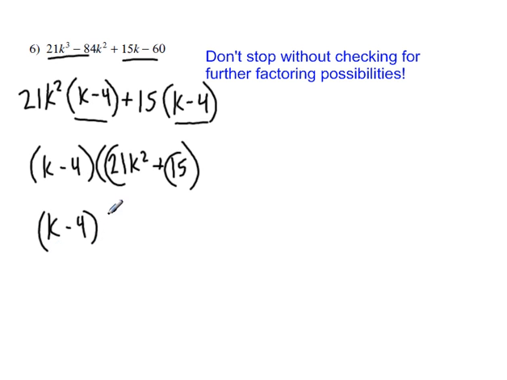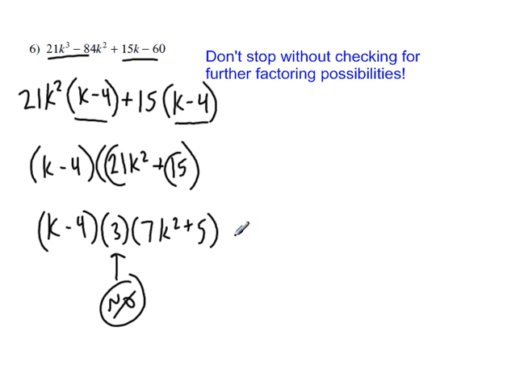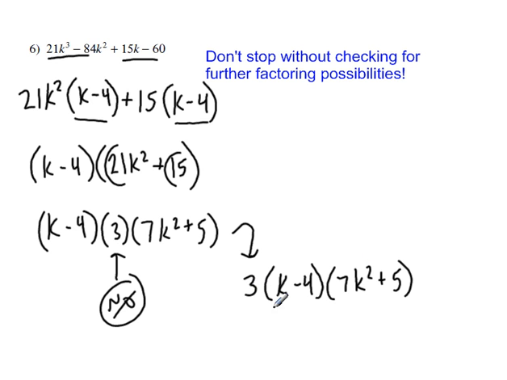So in my next step, I can take a 3 out of that second set of parentheses, leaving me with 7k squared plus 5. That's 3 times 7 is 21, 3 times 5 is 15. But I never put this in the middle like this. Nope. What I have to do is make that 3 go out in front, and then put my k minus 4, and then put 7k squared plus 5. Never embed your constant in the middle of something. But this is my final answer.